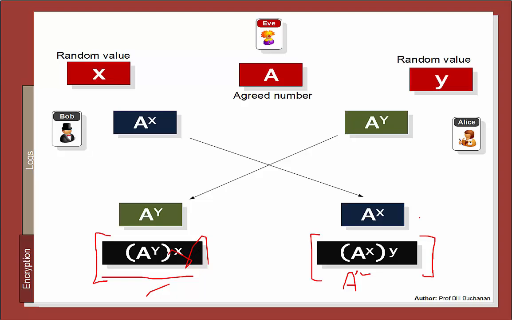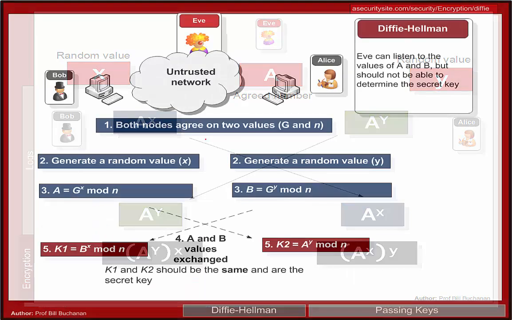Okay, obviously Eve could actually find out the value of x because she knows y, so we introduce the concept of mod, and we have a mod n. The security of it is that it's very difficult to find the actual value of x when we bring in this modulus value. Okay, so here's how it works.